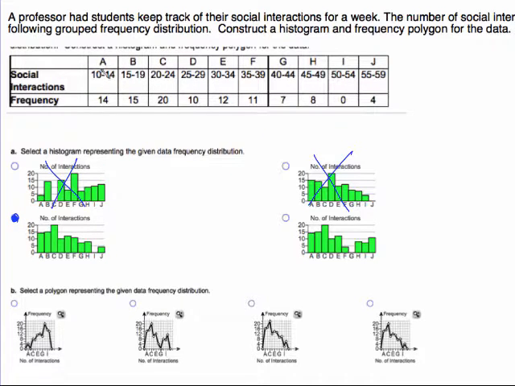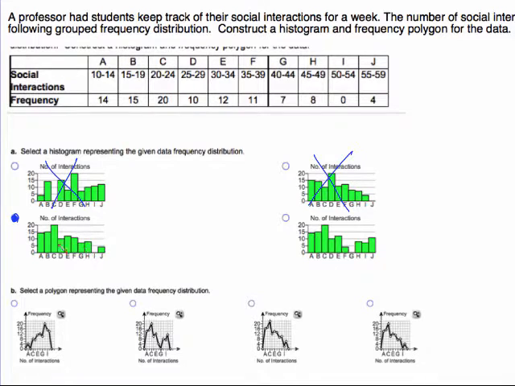Also, notice in this chart, the social interactions group between 10 and 14 is called Group A. Between 15 and 19 is called Group B. And the reason they do that is that it is much easier to fit in A, B, C down here than have to try to write in 10 to 14, 15 to 19, etc. So that's why the letters are there.